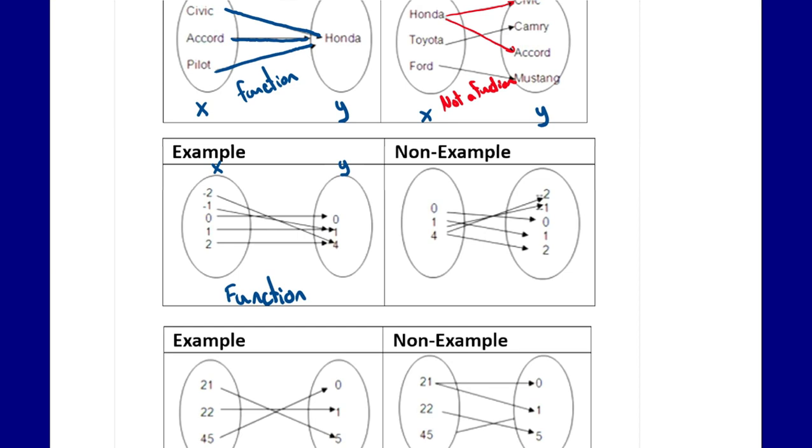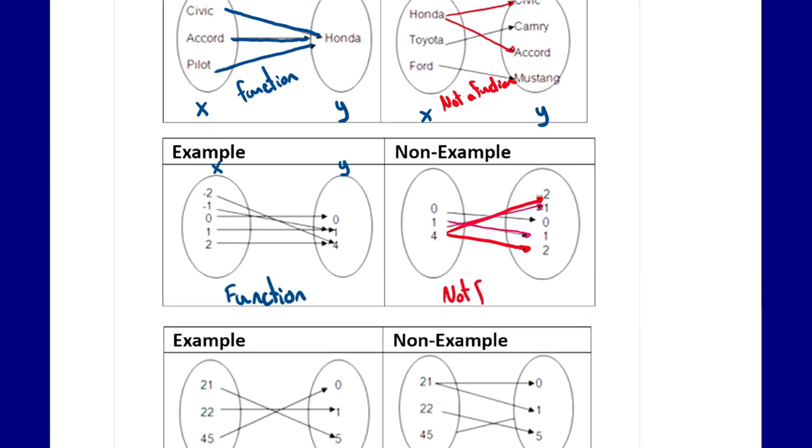If we look at the non-example, we can see that for the value of 4, we get 2 and -2. For the value of 1, we get -1 and 1. Because of those two instances, it is not a function.